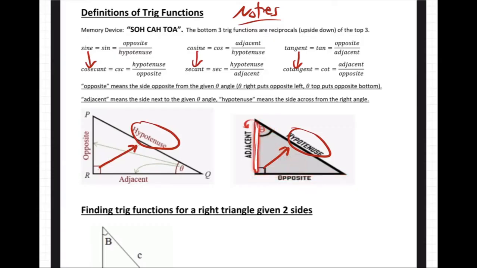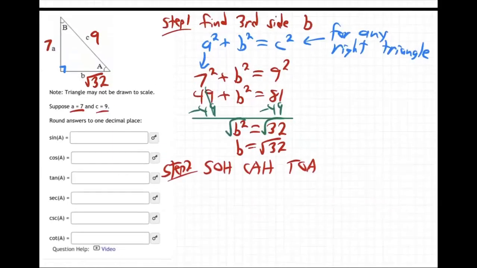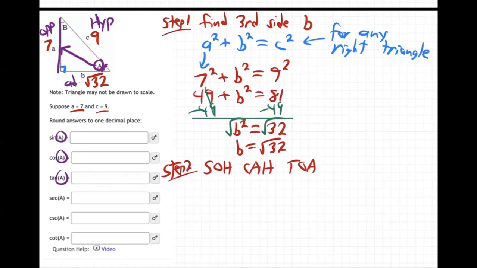Adjacent means like your neighbor lives next to you. Whereas if this is the angle they want us to find everything for, then the opposite is over here. So let's go back to our problem. What do we have? Well, we have this angle. They're saying angle A, which is right here. So then this side over here is opposite. Now, this is the hypotenuse always because that's across from the right angle. It's the longest. So then what's left, this side must be adjacent. See how I determine that?